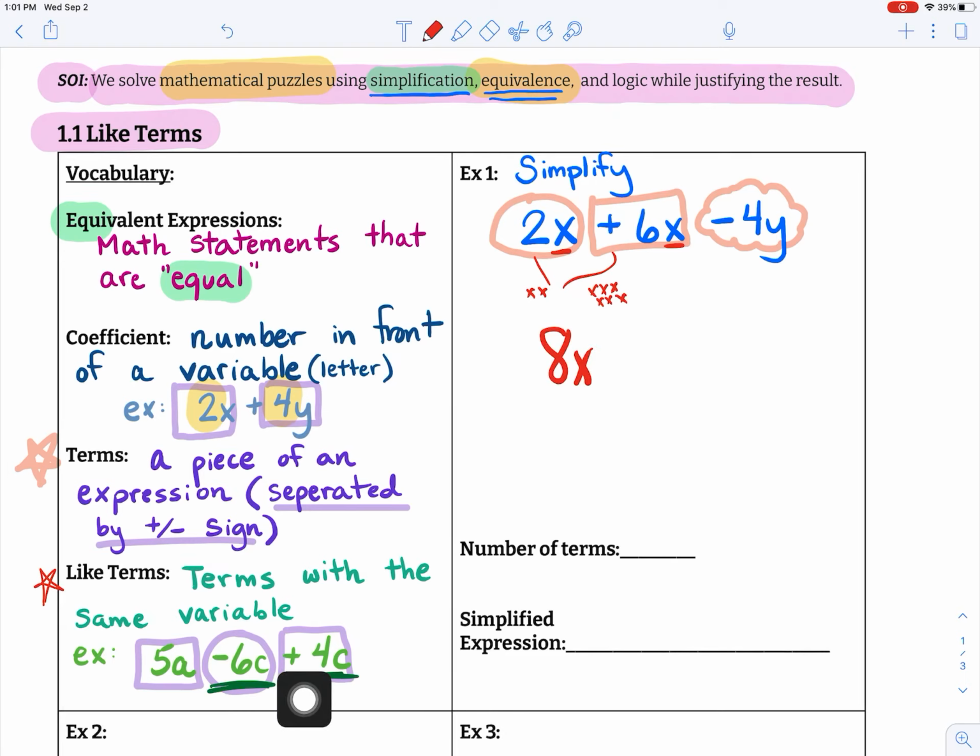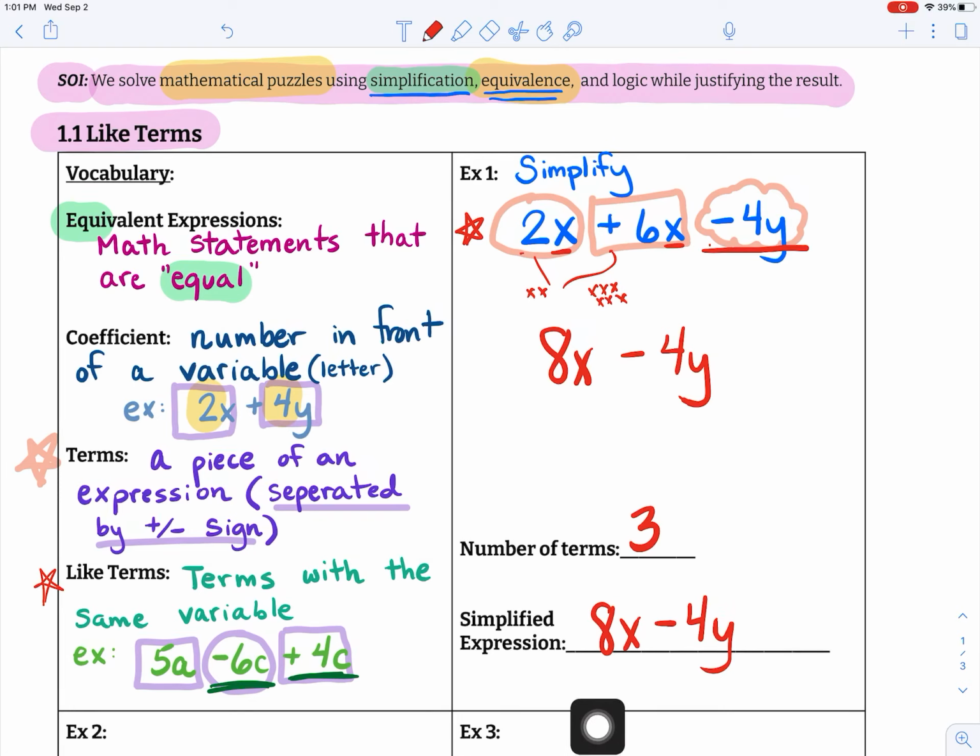Now, this sad little 4y down here has no one to combine with, and that's okay. So then this is just going to drop right down and be at the end of our expression. You can see that it's a lot more simple because we started with 3 terms, 1, 2, 3. So let's fill that in. We had 3 terms. And now our simplified expression, 8x minus 4y, has only 2 terms. Right? So it's a lot more easy to look at. I can see how many x's I have. I can see how many y's I have.